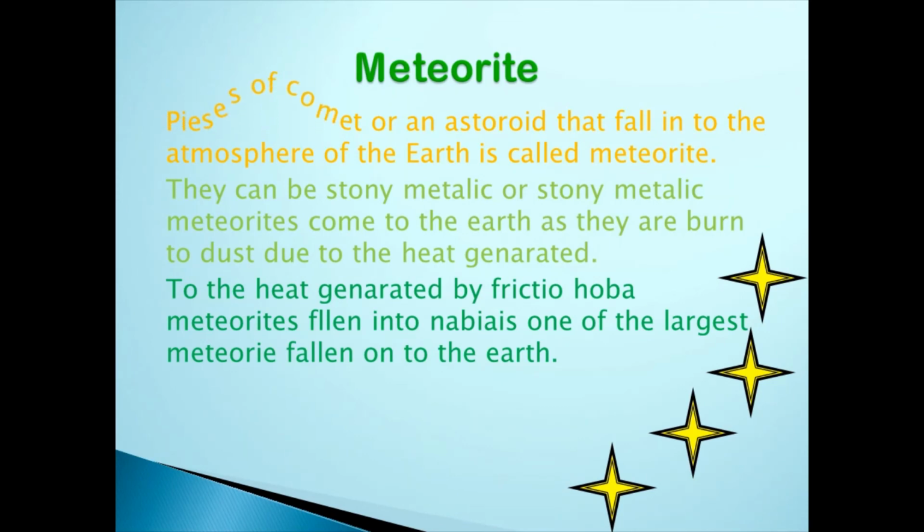Meteorite. A piece of a comet or an asteroid that falls into the atmosphere of Earth is called a meteorite. They can be stony, metallic or stony metallic. Meteorites that come to the Earth burn to dust due to the heat generated by friction. The Hoba meteorite fallen in Namibia is one of the largest meteorites fallen onto the Earth.